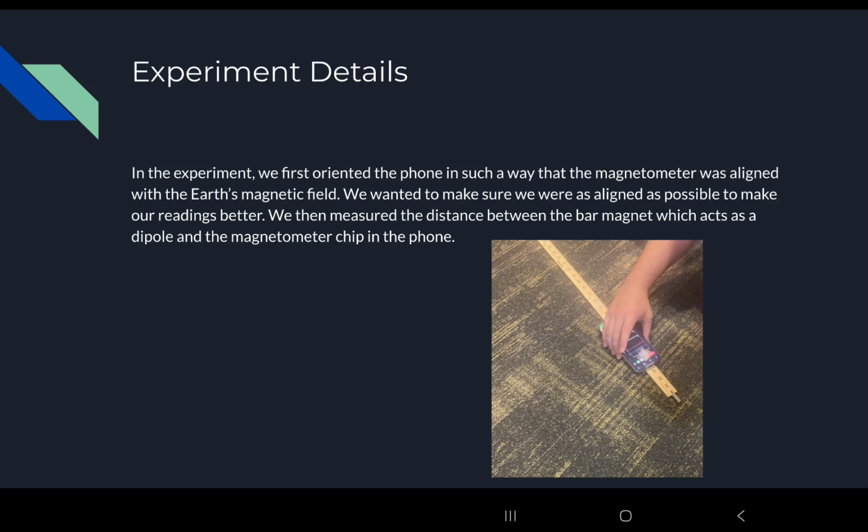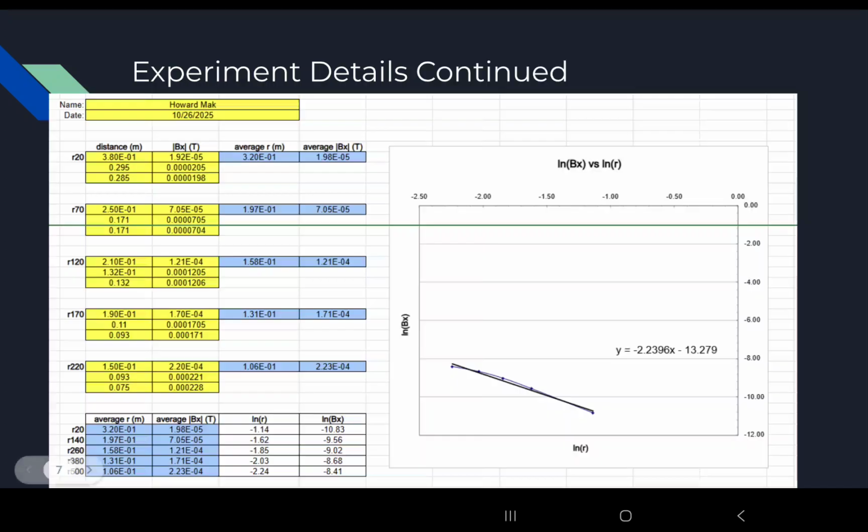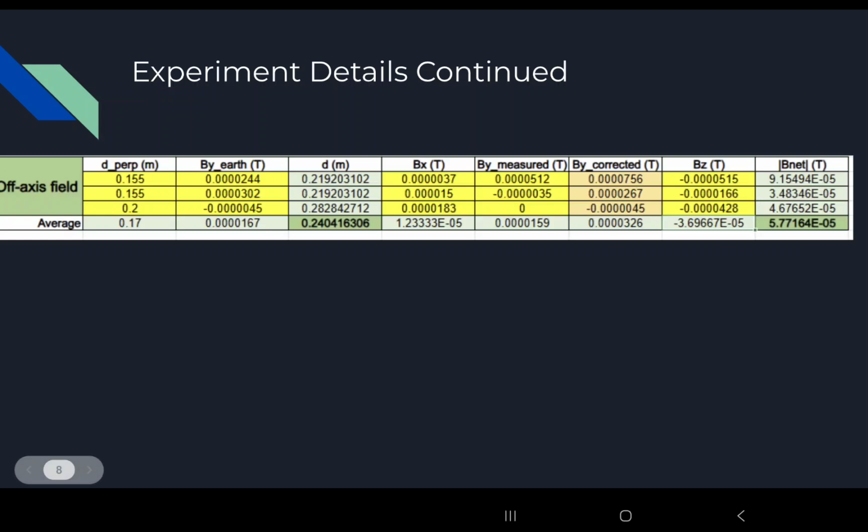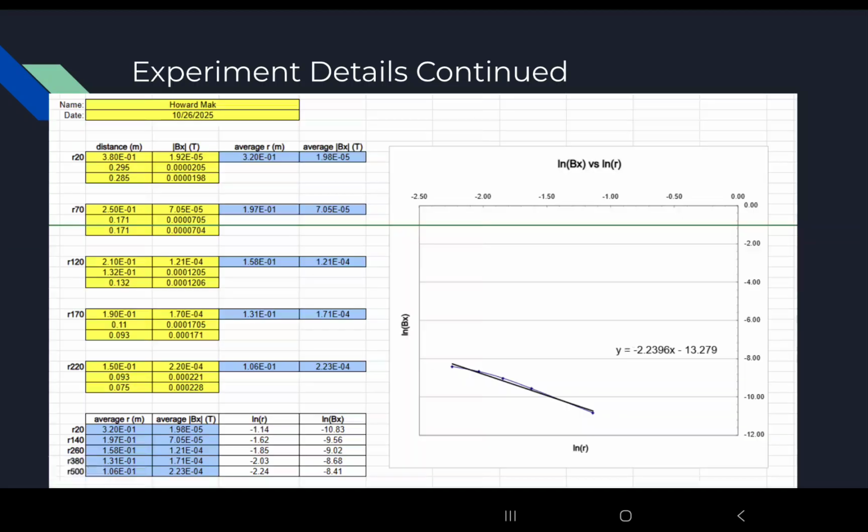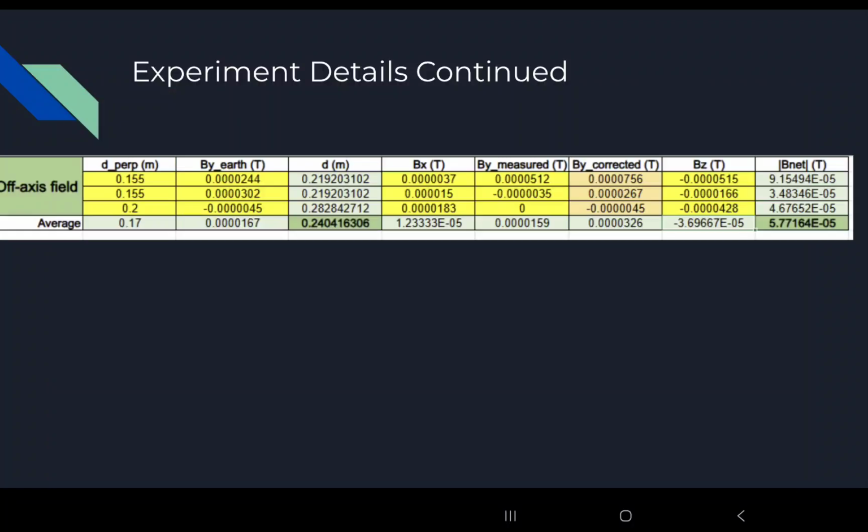From there, we measured the distance between the bar magnet and the magnetometer chip to get the values we were told to find in the document. We recorded those distances, along with the magnitudes we read off the phone, inside an Excel spreadsheet. We did this for the on axis, which is shown on screen, and also for the off axis, which is also shown on screen. Also, in the graph we have our n, and we also have our k if we just take the constant and raise it to a power of e.